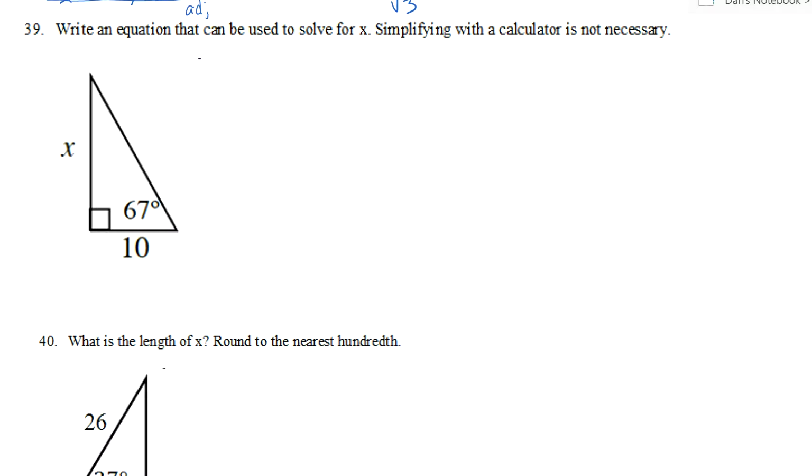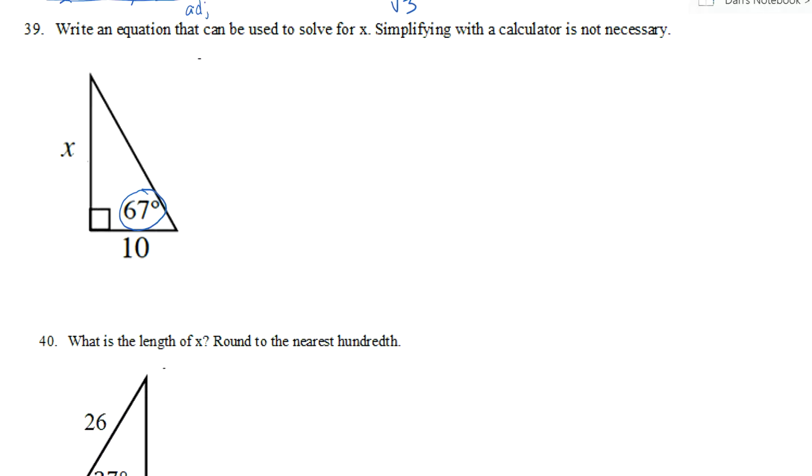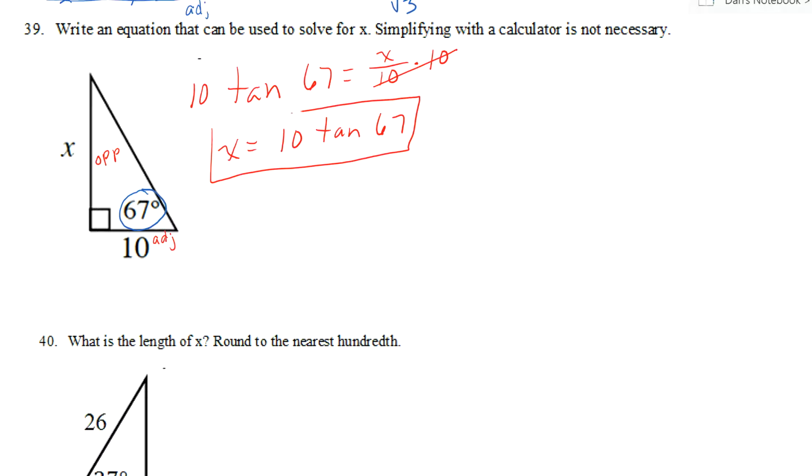Okay, 39, it says write an equation that can be used to solve for x. Simplifying is not necessary. So we're standing at this angle again, 67 degrees. Let me change colors here. We have the opposite side and the adjacent side. Again, we're going to use tangent. So tan 67 equals x over 10. Now, it is multiple choice, so if that is an equation that can be used to solve for it, it might be that. It might want you to simplify one more step, multiply both sides by 10. So your final answer might be x equals 10 times tangent 67. My guess is that you're going to have to simplify it there.